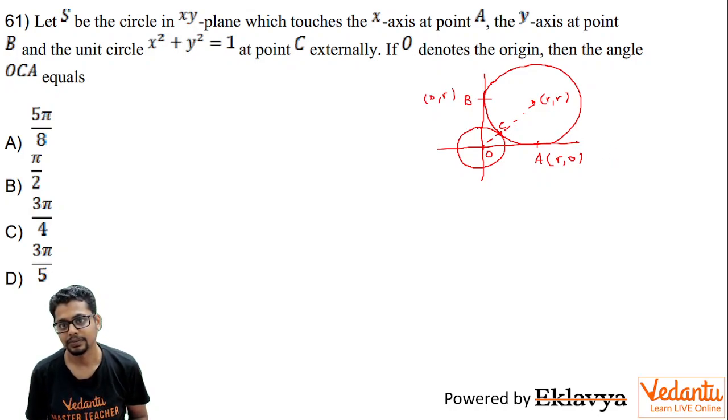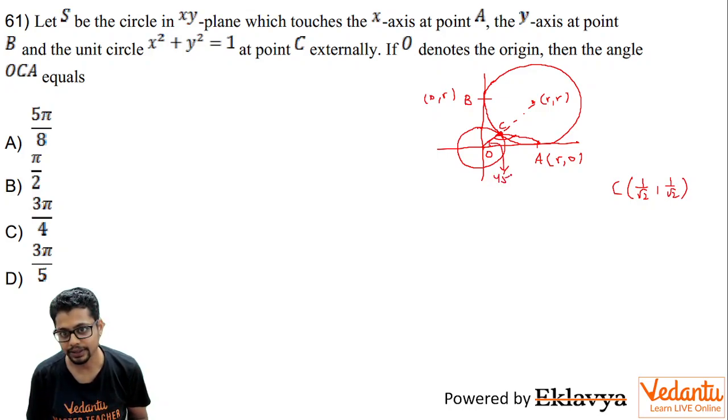So here what we want is the angle OCA, where C is clearly (1 by root 2, 1 by root 2), and clearly this angle will be 45 degrees. Because O and this point P, where P is the center of this circle, lie on the line y equal to x, and C lies on this line. So clearly this angle is 45 degrees.